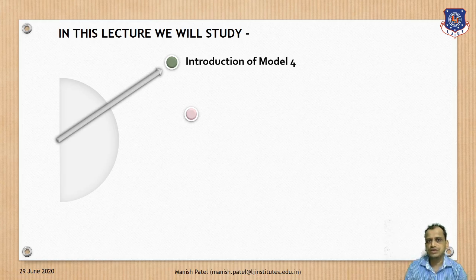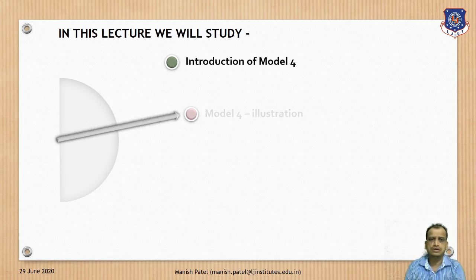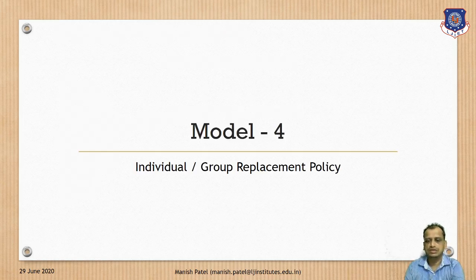Now in this lecture we are going to discuss model number 4, which is nothing but individual and group replacement theories. We will also look into an illustration so that you can easily understand it. So let's start with the individual or group replacement policy. What do you mean by individual or group replacement policy?